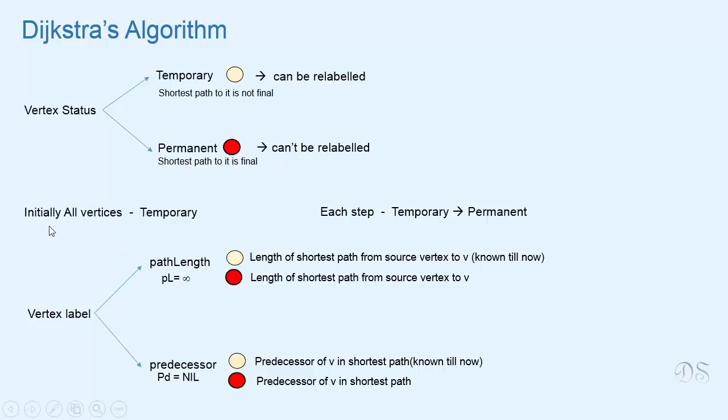We have seen that initially all vertices will be temporary, and in each step of the algorithm we'll make a temporary vertex permanent. Now, to choose the vertex that is to be made permanent, we'll use the greedy approach. In the greedy approach, we generally perform an action that appears best at the moment. So in this algorithm, we'll take the temporary vertex with minimum path length and make it permanent. Now let's see the whole stepwise procedure of the algorithm.